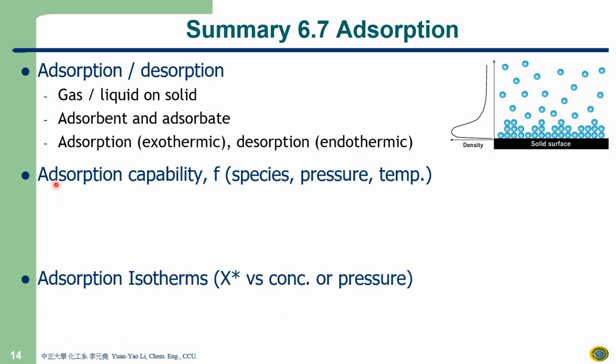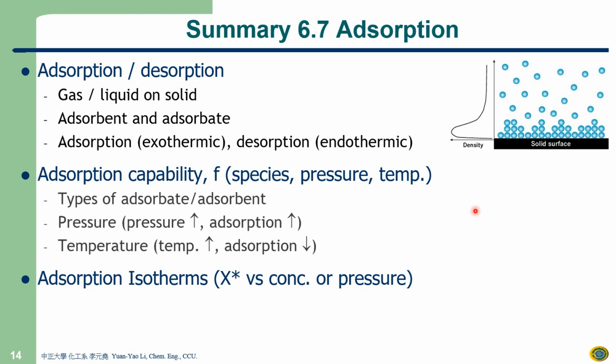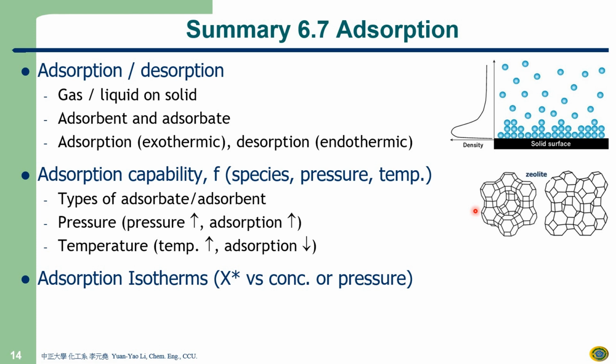We also know that adsorption capability is a function of species, pressure, and temperature. The adsorption capability is a function of species, which means you have different adsorbents and different adsorption capabilities. For example, one adsorbent is activated carbon, which is a good adsorbent that can adsorb many species.